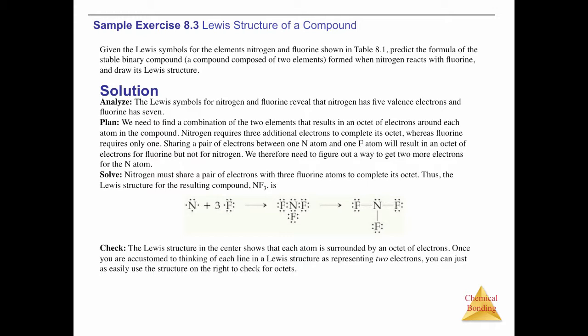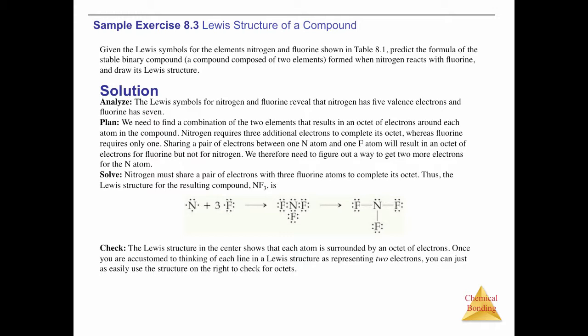Sharing a pair of electrons between one nitrogen atom and one fluorine atom will result in an octet of electrons for fluorine, but not for nitrogen. We therefore need to figure out a way to get 2 more electrons for the nitrogen atom. Nitrogen must share a pair of electrons with 3 fluorine atoms to complete its octet. Thus, the Lewis structure for the resulting compound, NF3, or nitrogen trifluoride, is shown below.